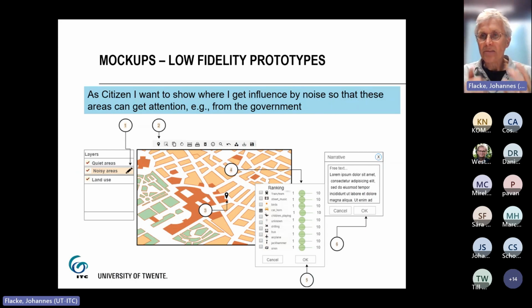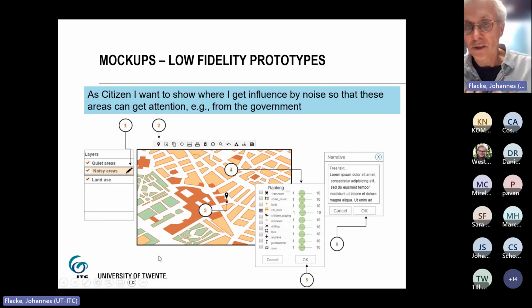So having that and having classified, we took each single user story and we made this kind of low fidelity prototype. So we made a sketching, how can this user story work on a map table in the tool? How can that be implemented? So to remind you, that was a user story that we started from. As a citizen, I want to show where I get influenced by the noise so that these areas can get attention from the government.